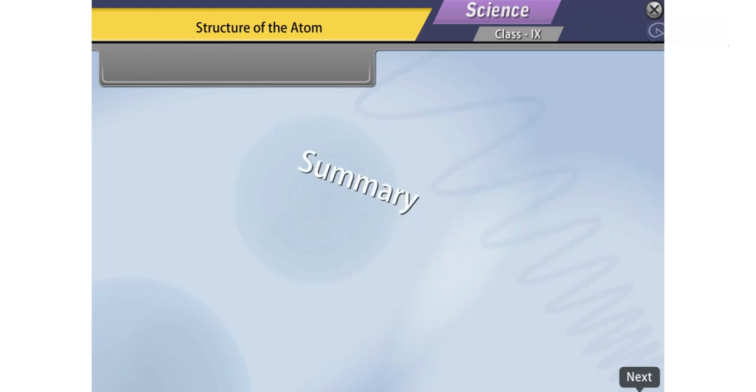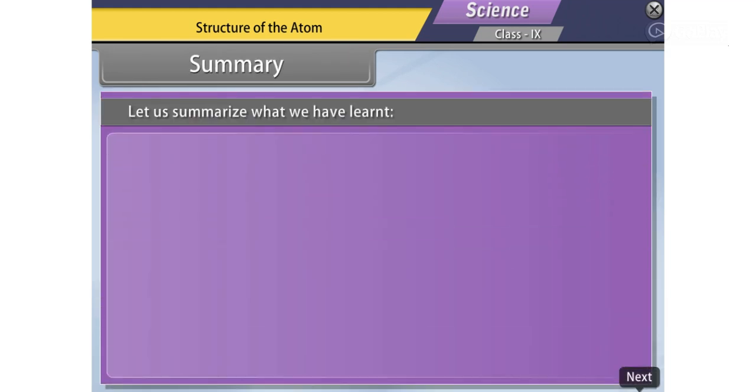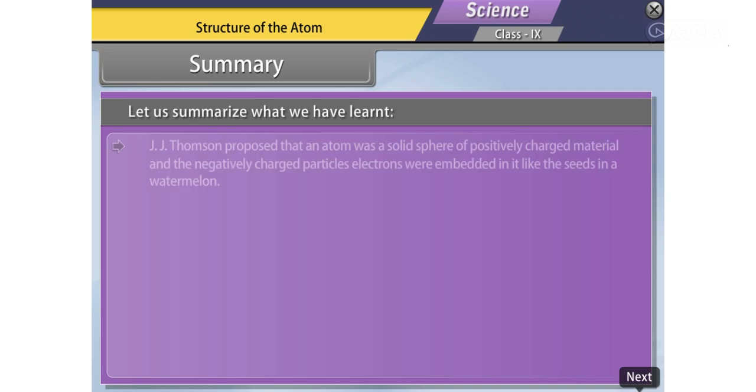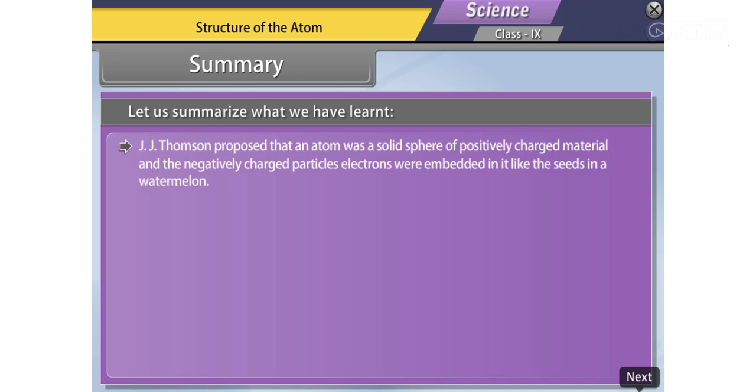Summary. Let us summarize what we have learned. J.J. Thomson proposed that an atom was a solid sphere of positively charged material, and the negatively charged particles, electrons, were embedded in it like the seeds in a watermelon.